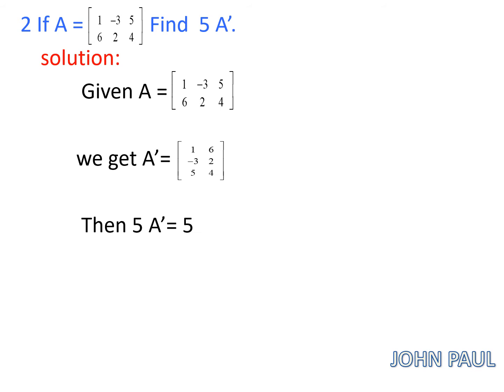Then 5A transpose equal to 5 into, substitute A transpose. Then by multiplying 5 with the terms, we got 5, 30, minus 15, 10, 25 and 20.